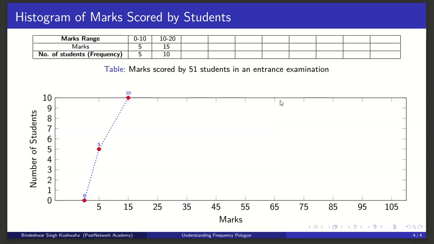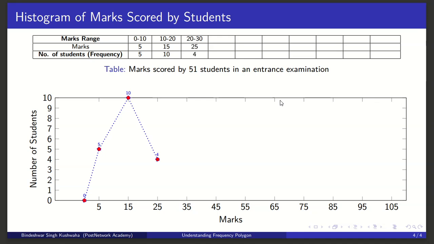The range is 10 to 20. If you calculate the midpoint, that would be 15 and the frequency is 10. So on the x-axis is the midpoint, and the y-axis shows the frequencies, the number of students, and the x-axis shows marks. That means you can see 15 and 10 on the graph.